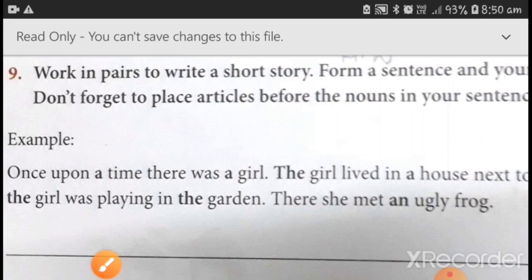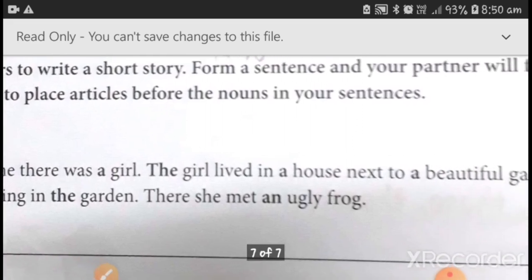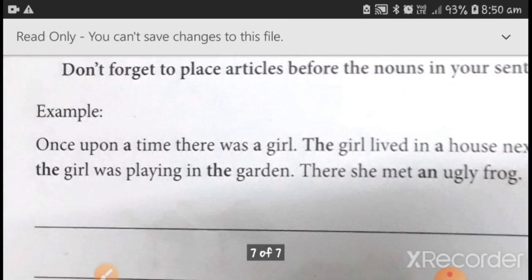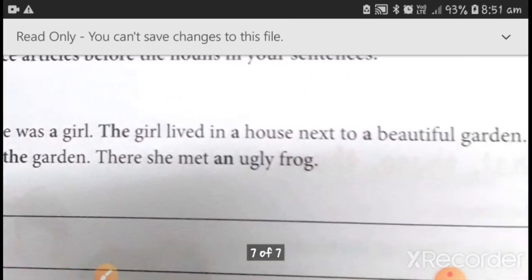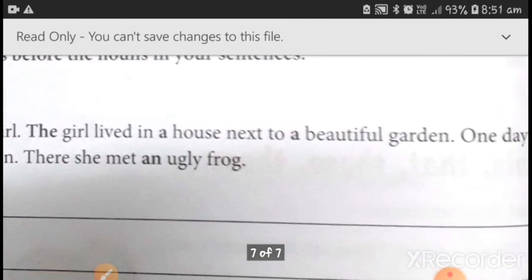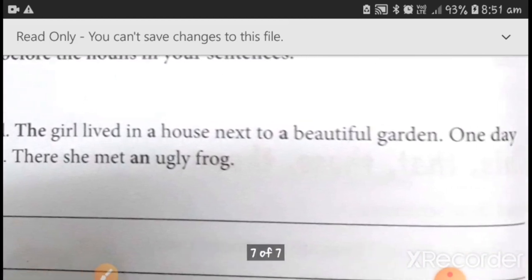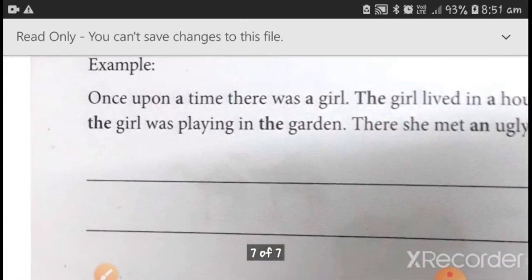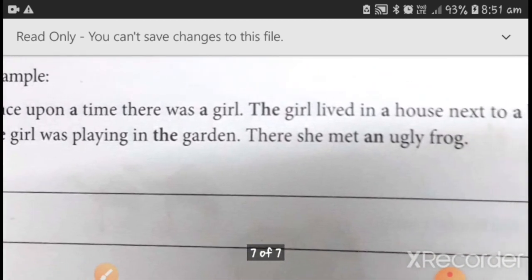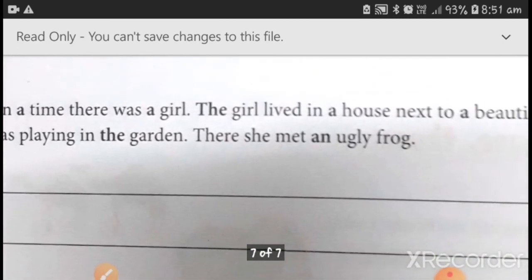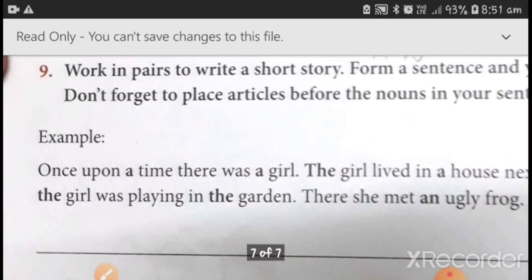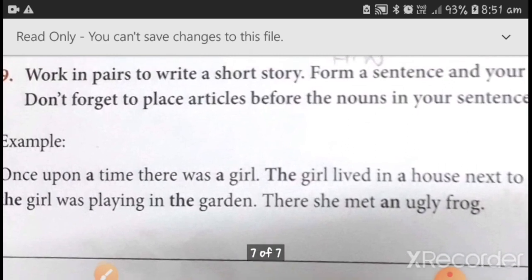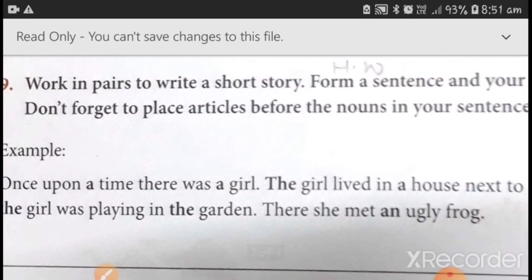You can see here there are 3 sentences mentioned. Once upon a time there was a girl. The girl lived in a house next to a beautiful building. One day the girl was playing in the garden. There she met an ugly frog. Like this you can write many more sentences by using different articles.